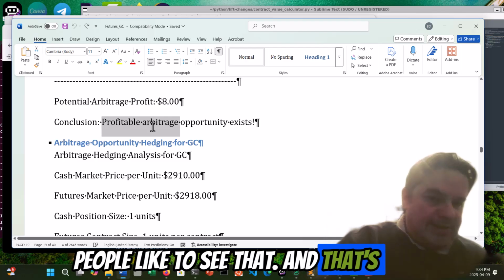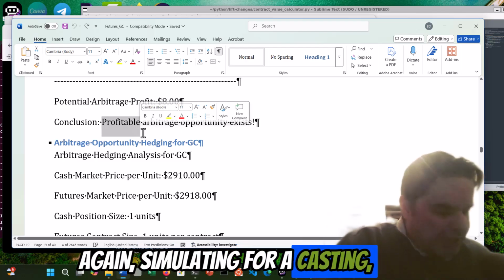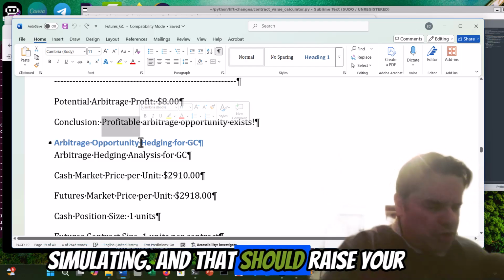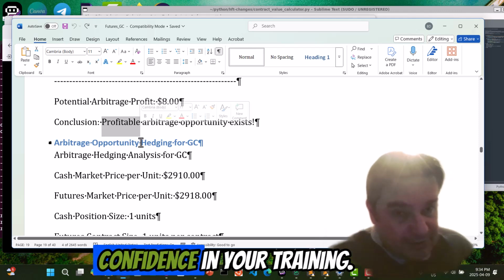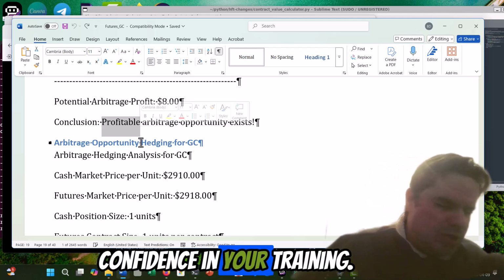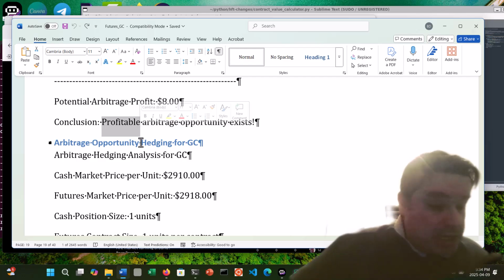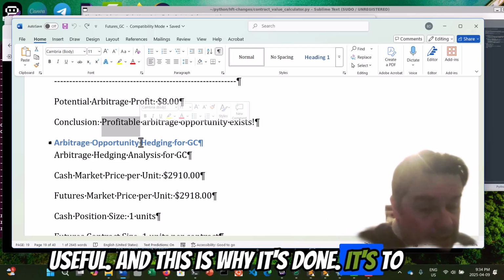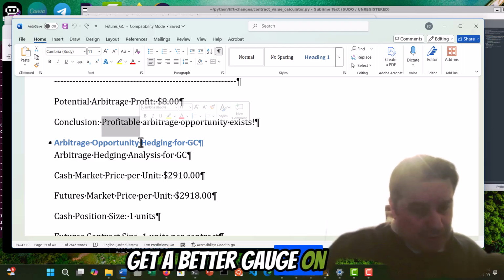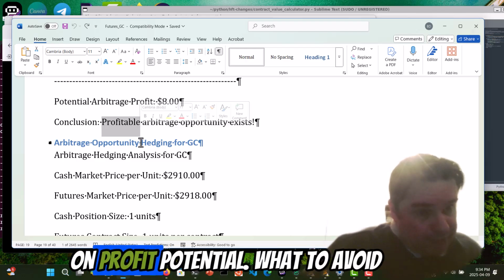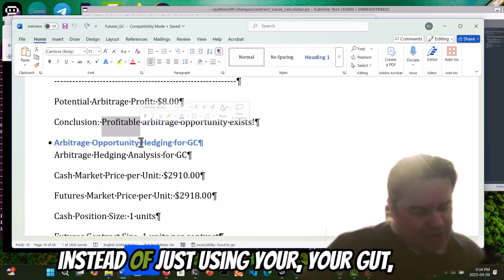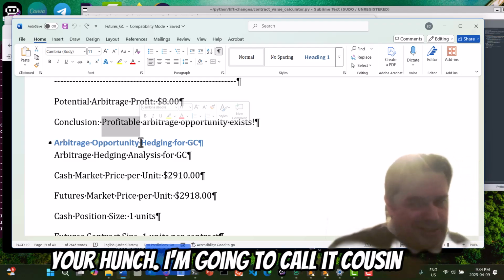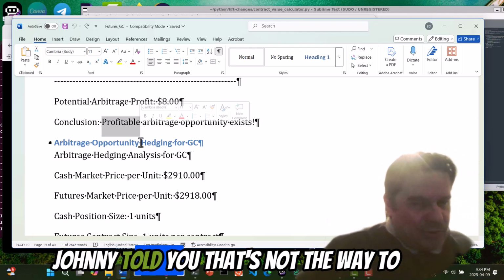People like to see that. And that's again simulating, forecasting, simulating. And that should raise your confidence in your trading. And this is very, very helpful, very, very useful. And this is why it's done, to get a better gauge on profit potential, what to avoid, instead of just using your gut, your hunch, what cousin Johnny told you.